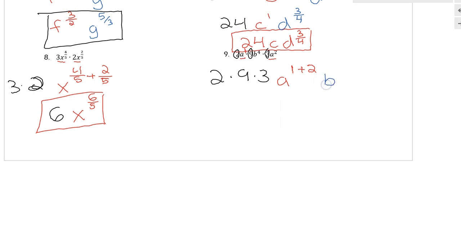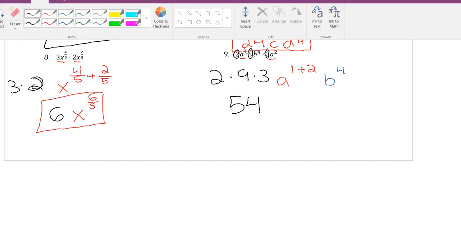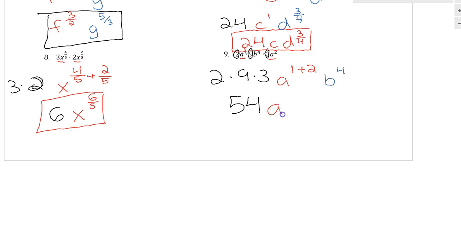And then I have B to the fourth. And there's no other base of B, so I'm not actually adding anything to it. So it just says B to the fourth. 2 times 9 times 3 is 54. A to the 1 plus 2 is 3. B to the fourth. Okay? And that is our product rule.